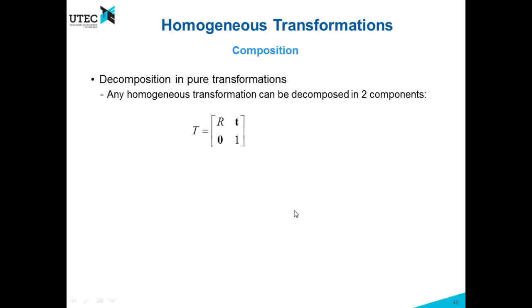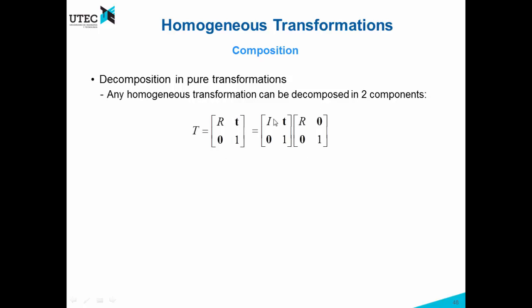We can decompose now, using this, the homogeneous transformation into the product of two matrices. The first one is just a translation, and the second one is just a rotation. You can verify it easily because it's identity times R plus 0, so just R, and then identity times 0 plus translation, so just T.